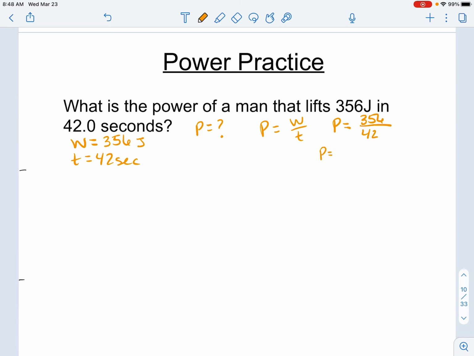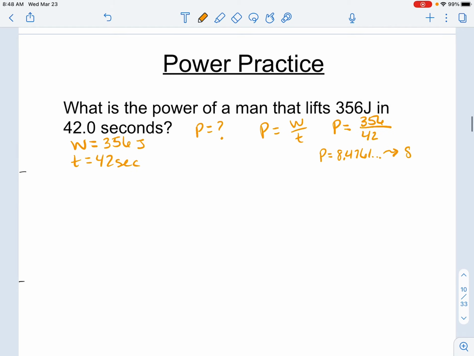And that's going to give us 8.4761, and so let's round that for sig figs. This time, both of my values have 3 significant figures. So we are going to say 8.48. And remember, our unit for power is watts.